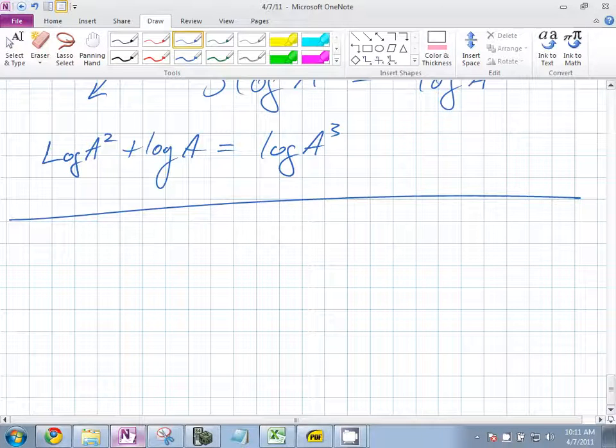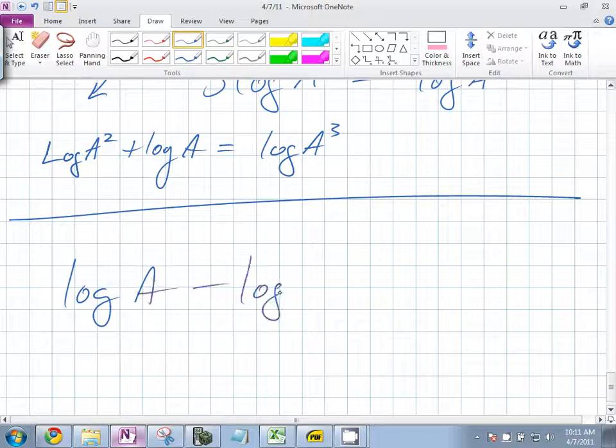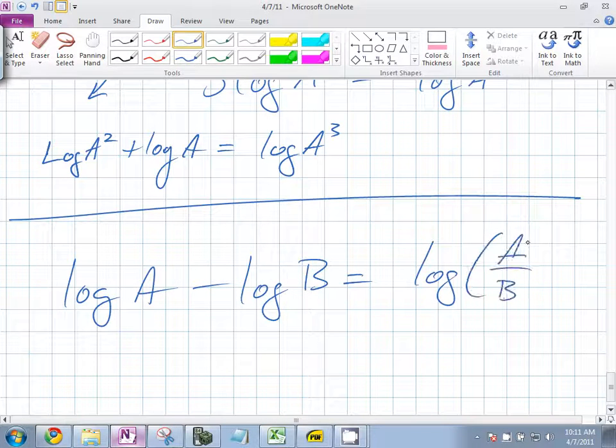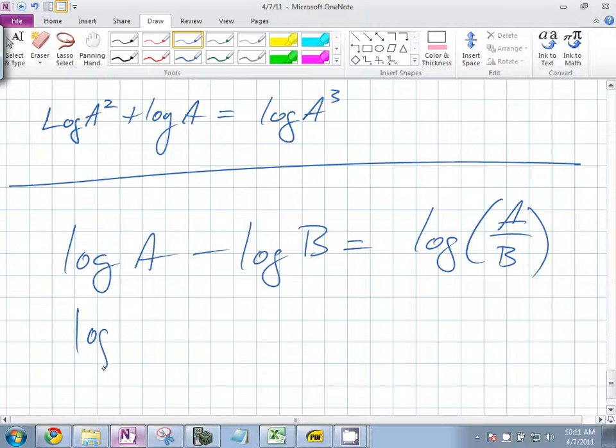For example, division, think about it this way. You ready? I told you this: log of a minus log of b is equal to what? Log of a over b, right? Well, now you know this is the same as log of a plus log of b to what power?